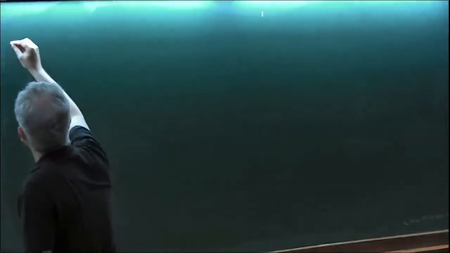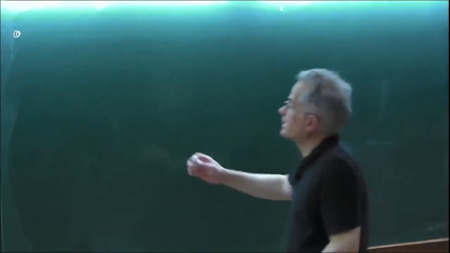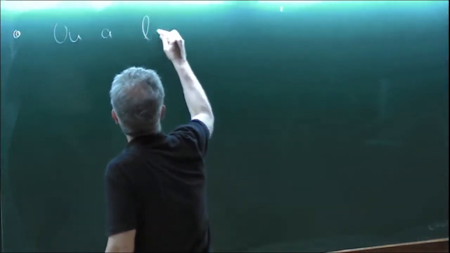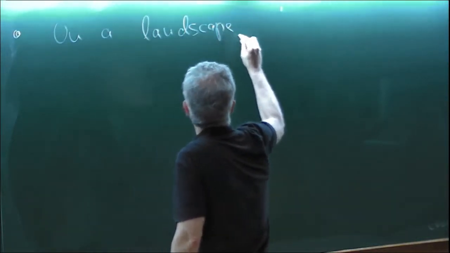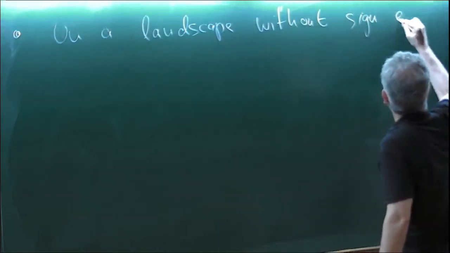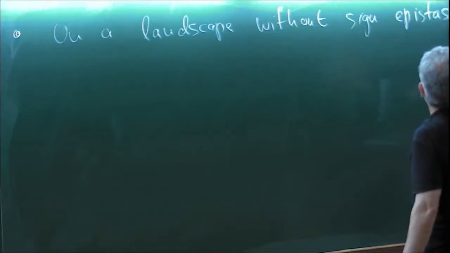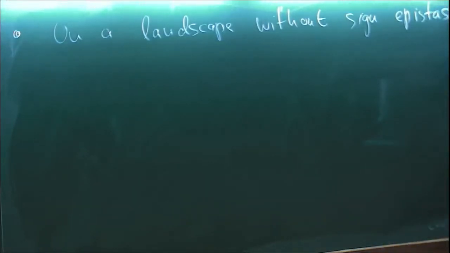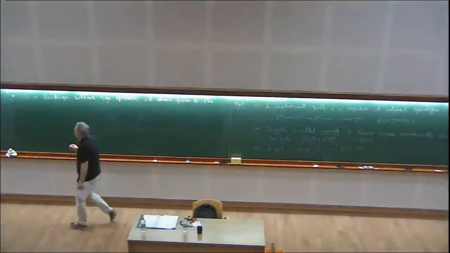And the third statement is about these accessible paths. With regard to the accessible paths, there is a kind of one-to-one relation to sign epistasis. On a landscape without sign epistasis, a landscape without sign epistasis has only one maximum, right? So this we know. On a landscape without sign epistasis, all direct paths to the maximum, to the global peak, are accessible.